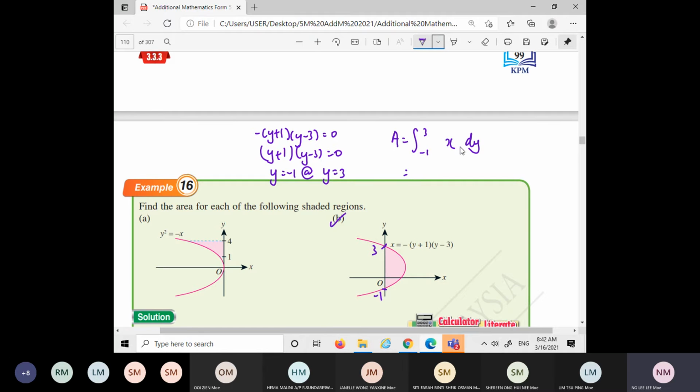Same thing like just now. I cannot integrate x with respect to y. I have to change this x in terms of y. How to change the x here in terms of y? Here, x is equal to this. So replace the x with this whole thing.